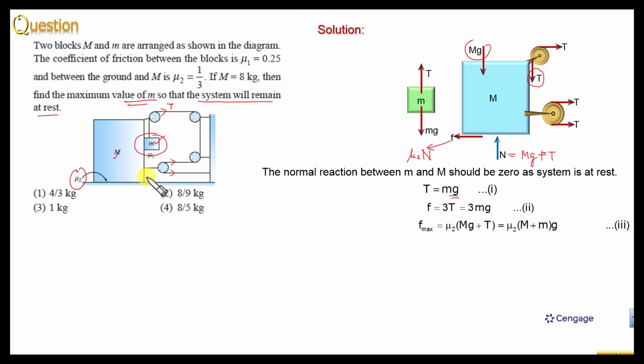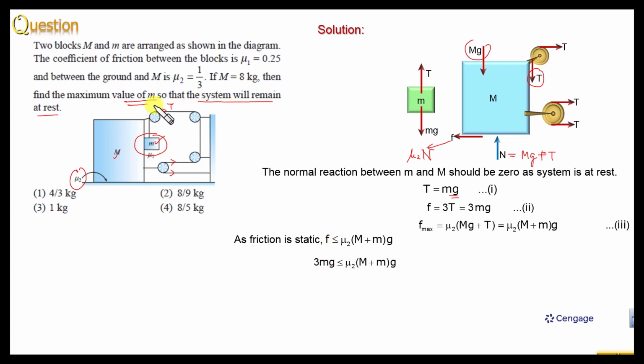And we know friction is static. If friction is static, the real value of the friction force should be less than the maximum possible value of the friction force. That means f should be less than or equal to mu2 multiplied by capital M plus small m, multiplied by g, because friction is static. And we know small f equal to 3 multiplied by small mg. So let us substitute the value of small f.